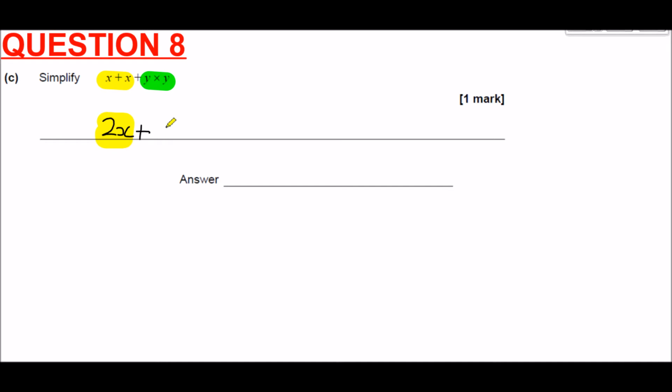Y multiplied by y, if we're multiplying something by itself, that's y squared. So x plus x becomes 2x, y times y becomes y squared, and so this one just becomes 2x plus y squared.